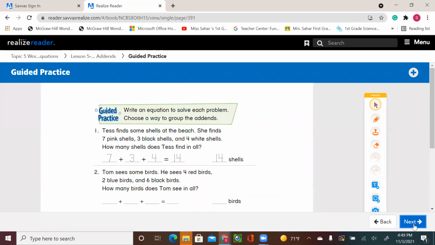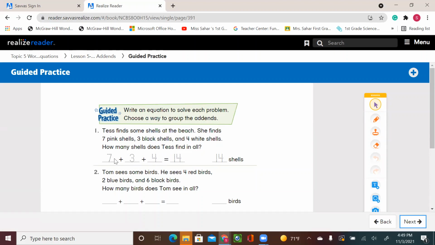All right, page 230. Write an equation to solve each problem. Choose a way to group the addends. Tess finds some shells at the beach. She finds 7 pink shells, 3 black shells, and 4 white shells. How many shells does Tess have or find in all? So she found 7 and 3 and 4.